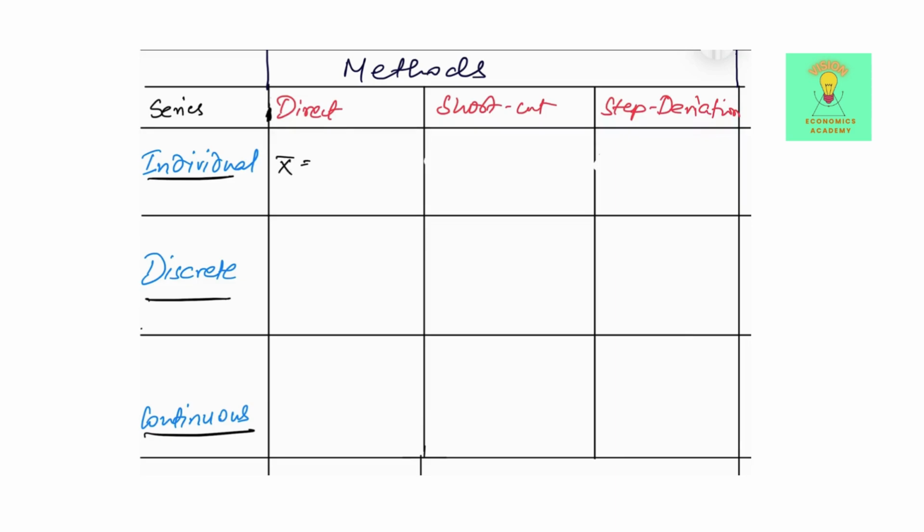X bar equals summation x by n is the formula for individual series, direct method. For shortcut method, it is x bar equals a plus summation d by n. Now what is a? A is assumed mean.